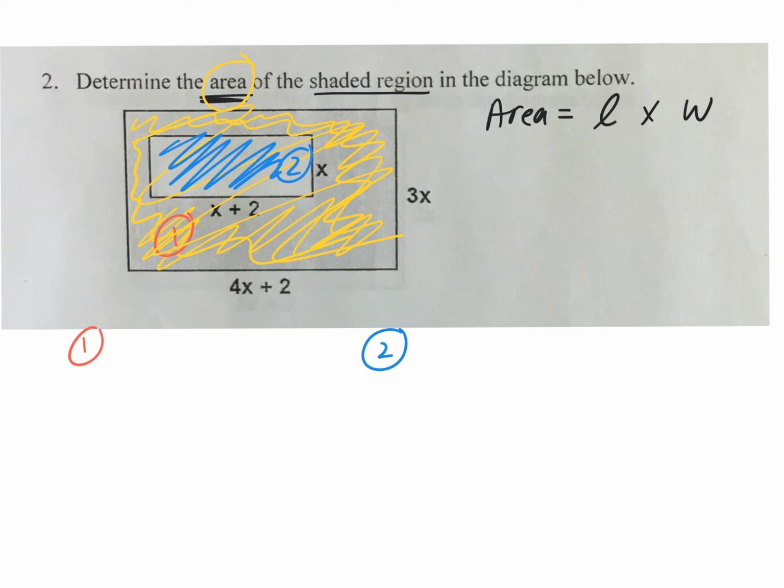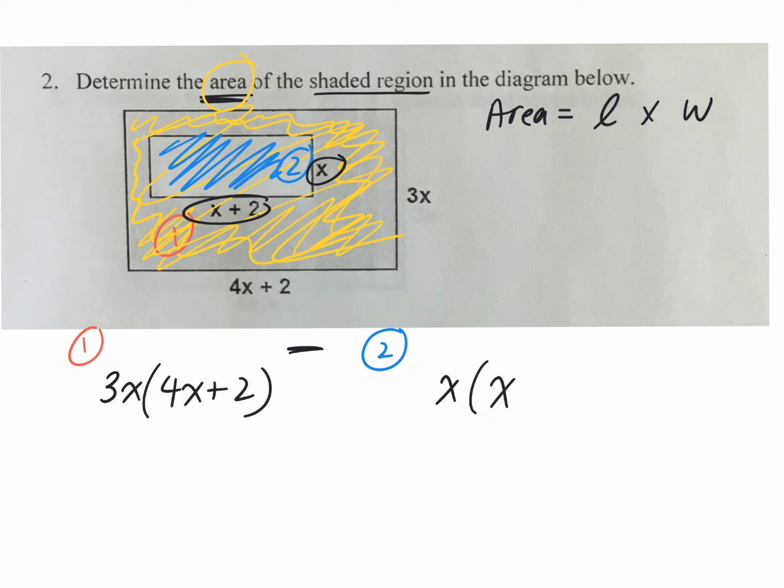Once you found those 2 areas, what did you have to do to find just the shape? Then you had to subtract the 2 areas. So the area of the large rectangle was represented by 3x times 4x plus 2. And what did you use to represent the area of the smaller rectangle? It was this times this, that's correct. So we can write it as x times x plus 2.